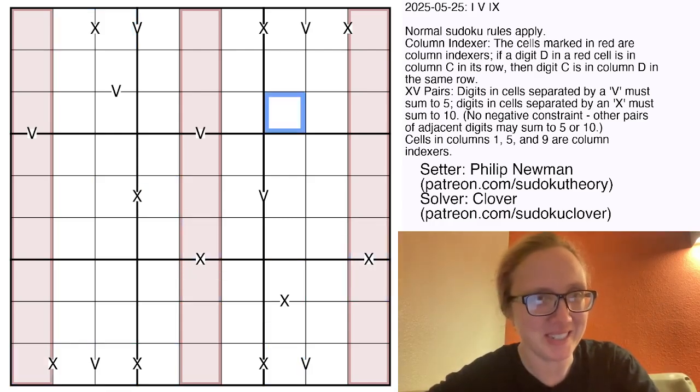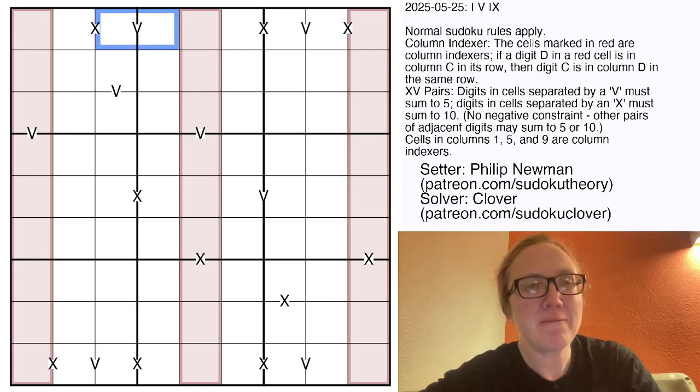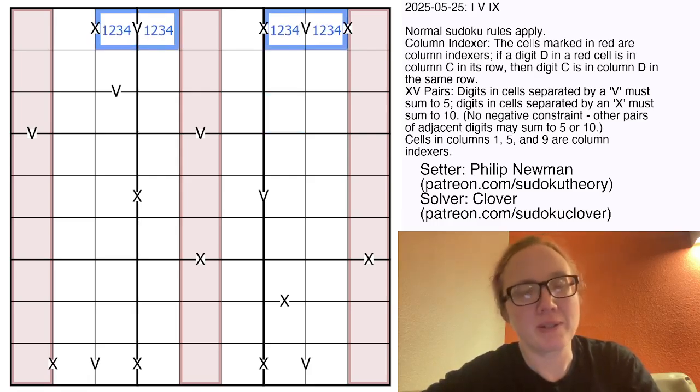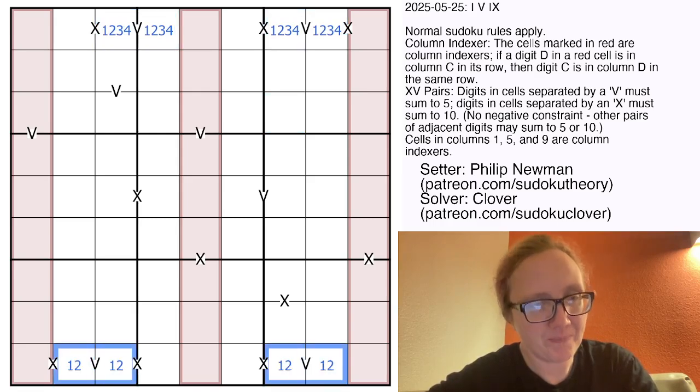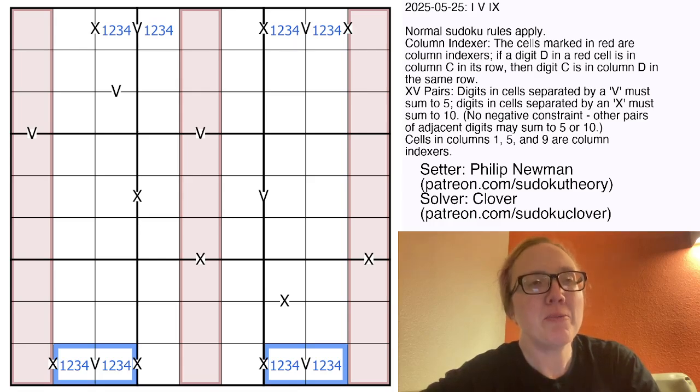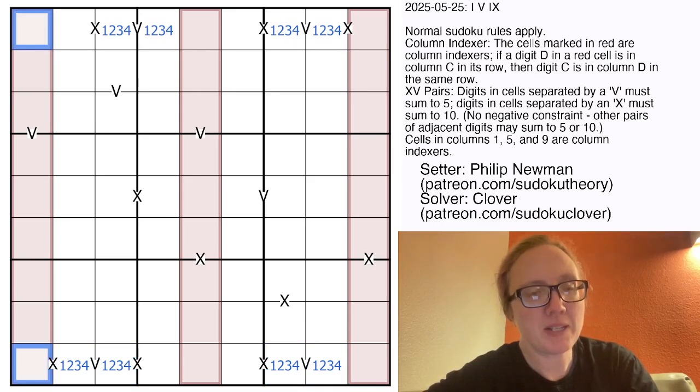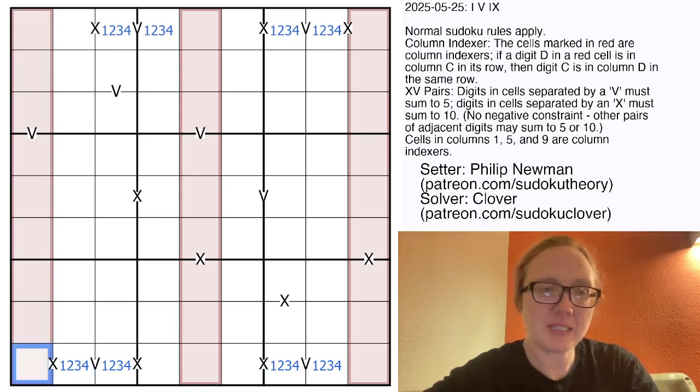So let's get started. V's can only have the digits 1, 2, 3, and 4 because they have to be smaller than 5. So these guys are definitely 1, 2, 3, 4. Now this and this need to mark 1s. Because this is 1, 2, 3, or 4, this is going to be 6, 7, 8, or 9, because these two have to sum to 10.